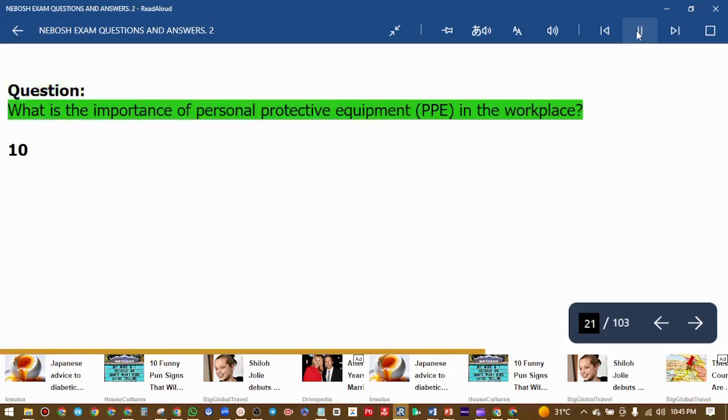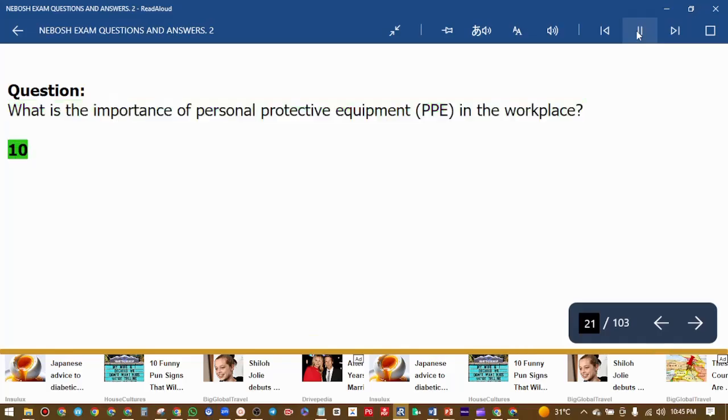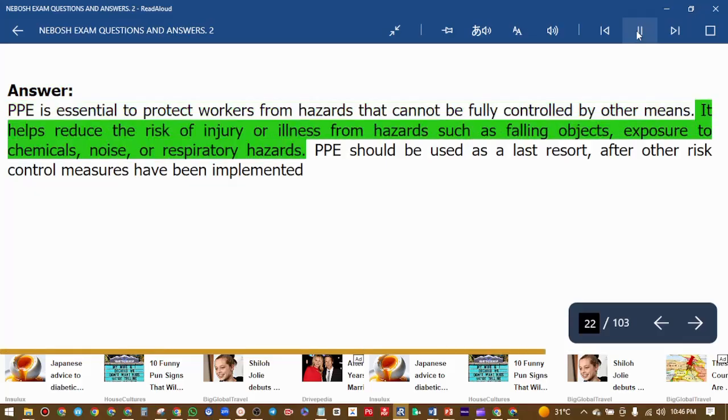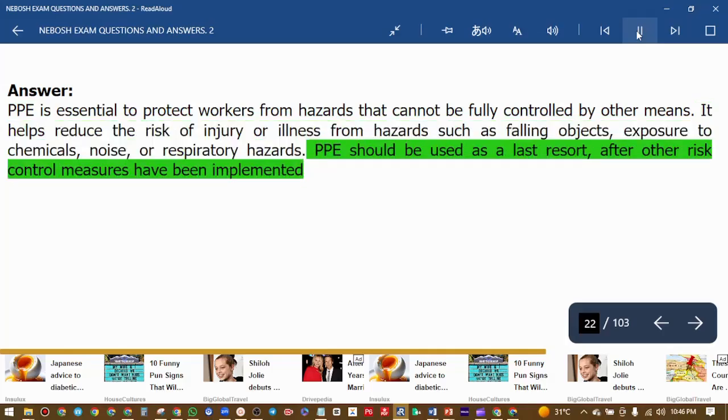Question 10. What is the importance of personal protective equipment, PPE, in the workplace? Answer. PPE is essential to protect workers from hazards that cannot be fully controlled by other means. It helps reduce the risk of injury or illness from hazards such as falling objects, exposure to chemicals, noise, or respiratory hazards. PPE should be used as a last resort, after other risk control measures have been implemented.